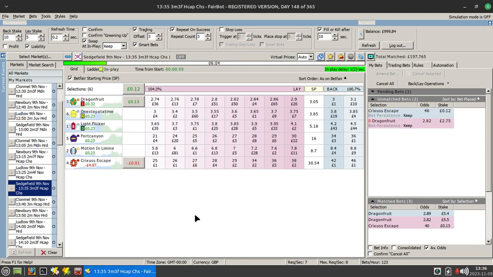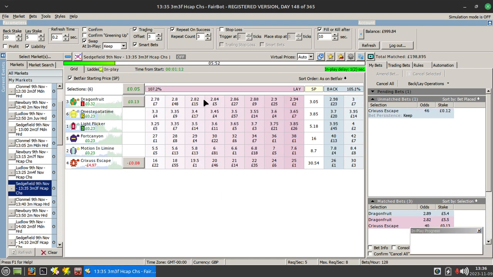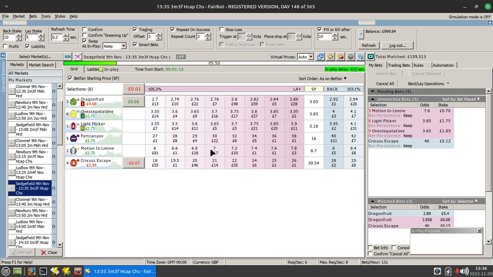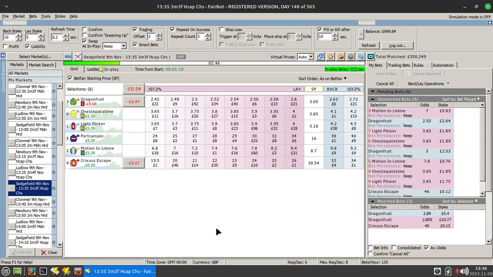And we'll see which ones get taken. So we've actually only got 1 left, and that's on Chris's Escape. Now we're not even quarter of the way through this race, so I think it's worthwhile going back in on the other runners, doing the same again, and see if any of those get taken.